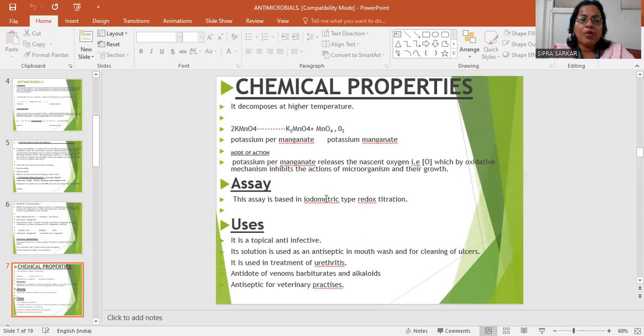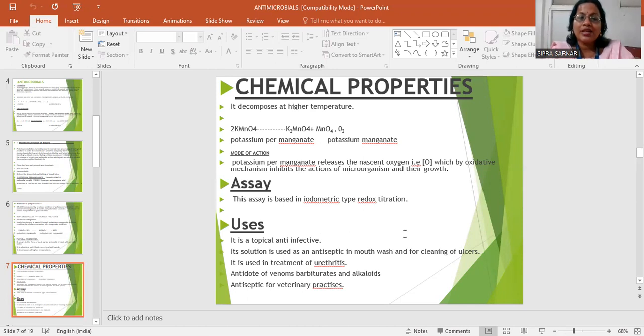Chemical properties, you see, it decomposes at higher temperatures. See, KMnO4 gives potassium manganate and O2. Okay. Now coming to the mode of action, potassium permanganate releases nascent oxygen, that is with the third bracket oxygen, which works by an oxidative mechanism and inhibits the action of the microorganisms. Now assay. The assay is based on the iodometric type of redox titration, where it can be assayed to check the purity. Next, it is used as a topical anti-infective.